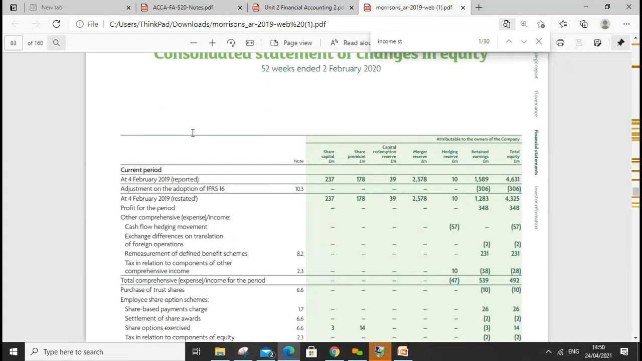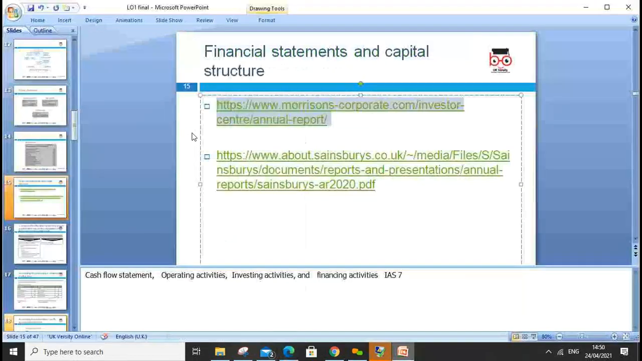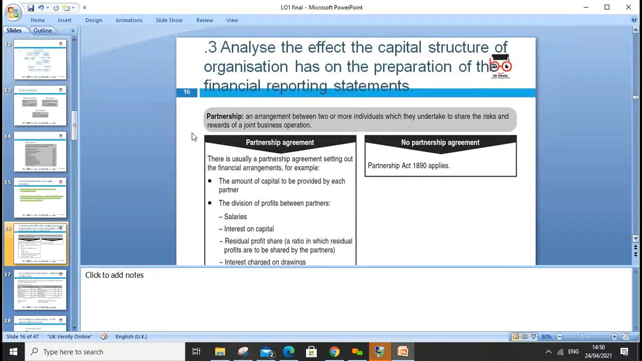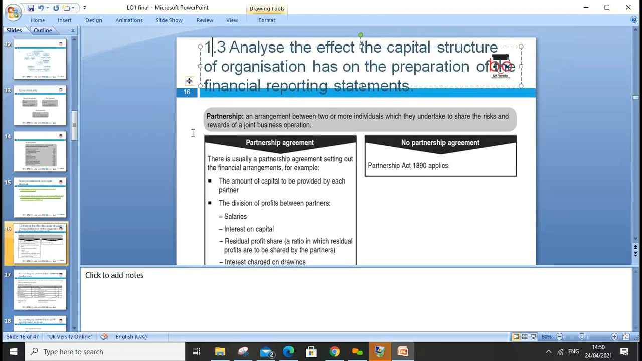Statement of change in equity, we can look at how much dividend they paid and all the information. So these are the financial statements. We can compare with other companies as well, and we can make decisions based on these statements. Okay, 3.1.3, we can analyze the effect of the capital change.